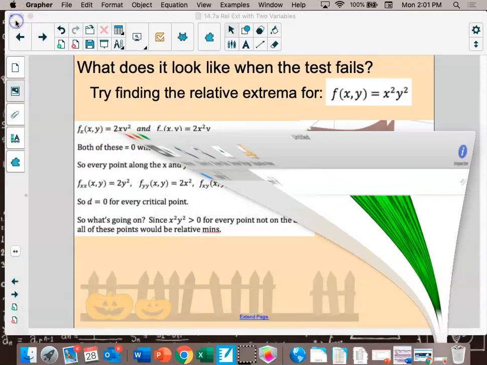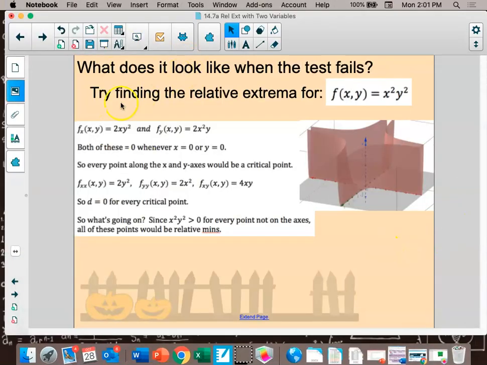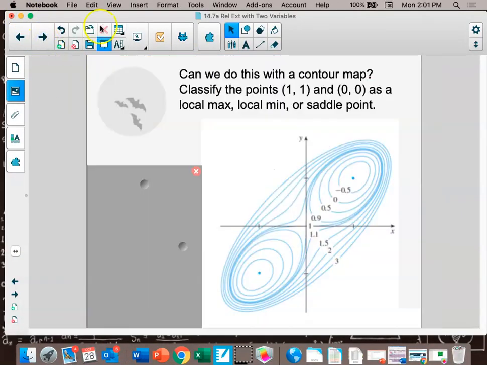Okay. All right. Contour maps. What? Oh my god. This is not a nightmare.